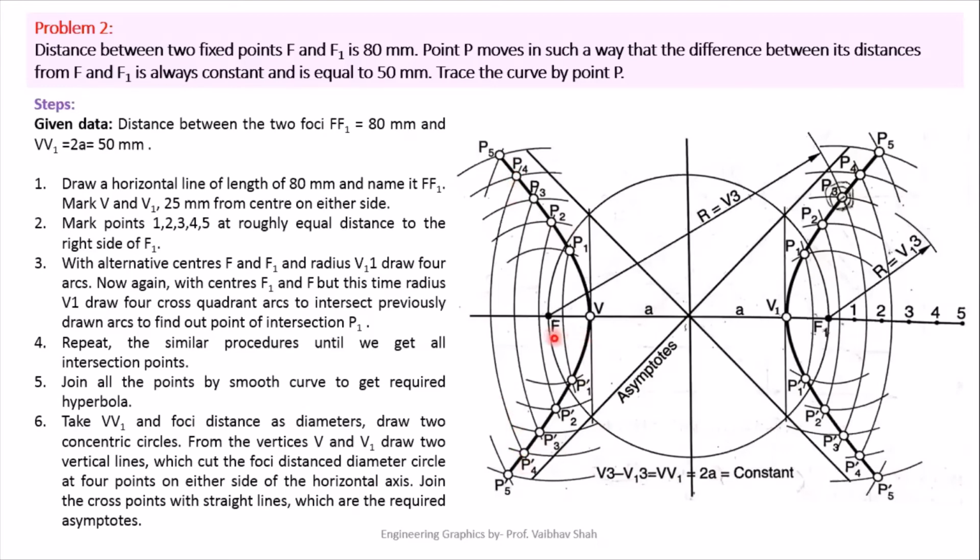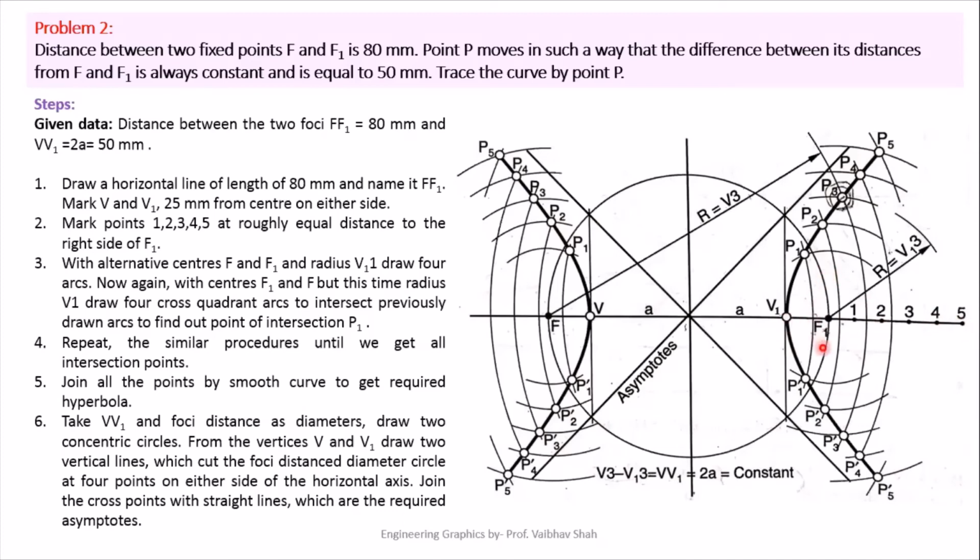Now you'll be changing your center to F. You have to keep the same radius of V tilde 4 on your rounder, put your rounder at F and try to cut cross quadrantly. So here you will be having point P4 and down here you will be getting P4 dash. Now for the last point, we'll be selecting on your rounder the V1 tilde 5 distance.